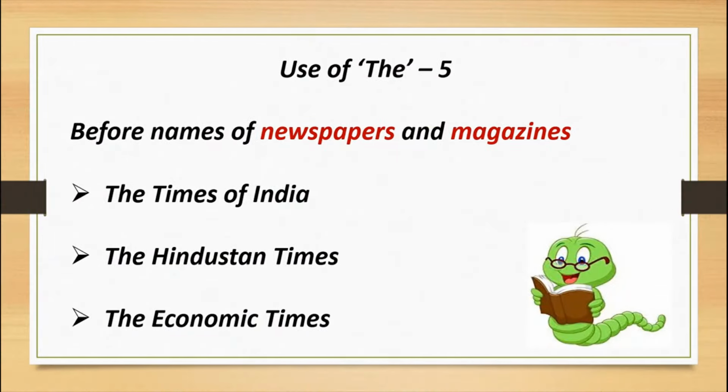Rule 5 for use of the. Before name of newspapers and magazines. For example, the Times of India, the Hindustan Times, the Economic Times. Do you know why did I say the instead of the? That rule is at the end of the video.